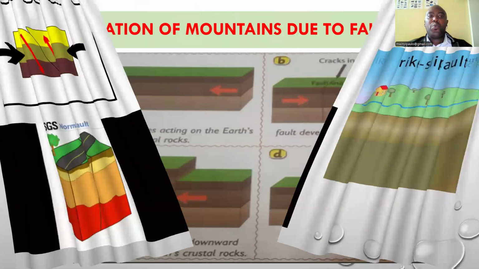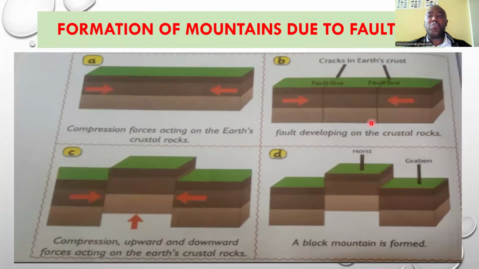Next, we shall look at formation of mountains due to faulting. On A, we can see compression forces acting on the Earth's crustal rocks. As you can see here, they are compressing. And as they continue compressing on the Earth's crustal rocks, a fault line develops. You can see we have a fault line here, and here also a fault line.